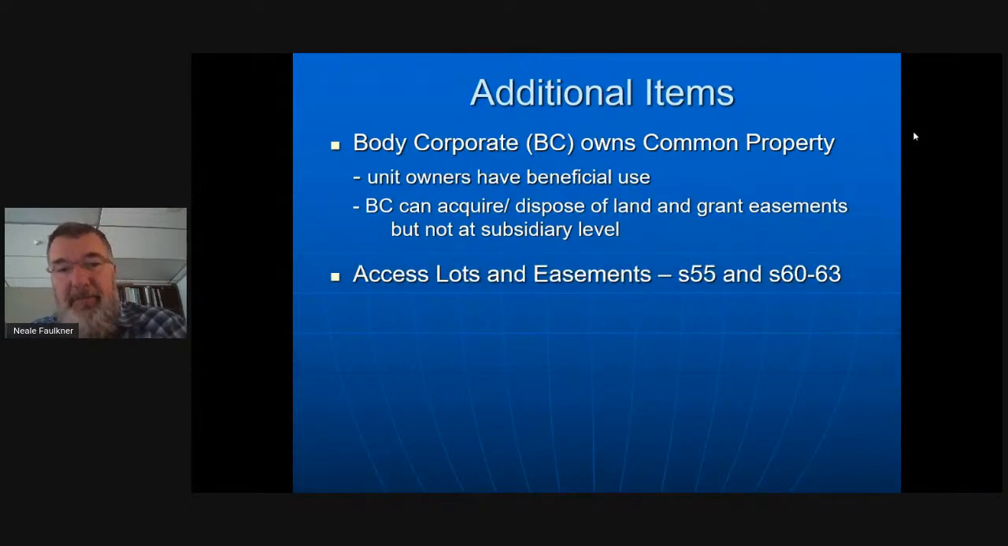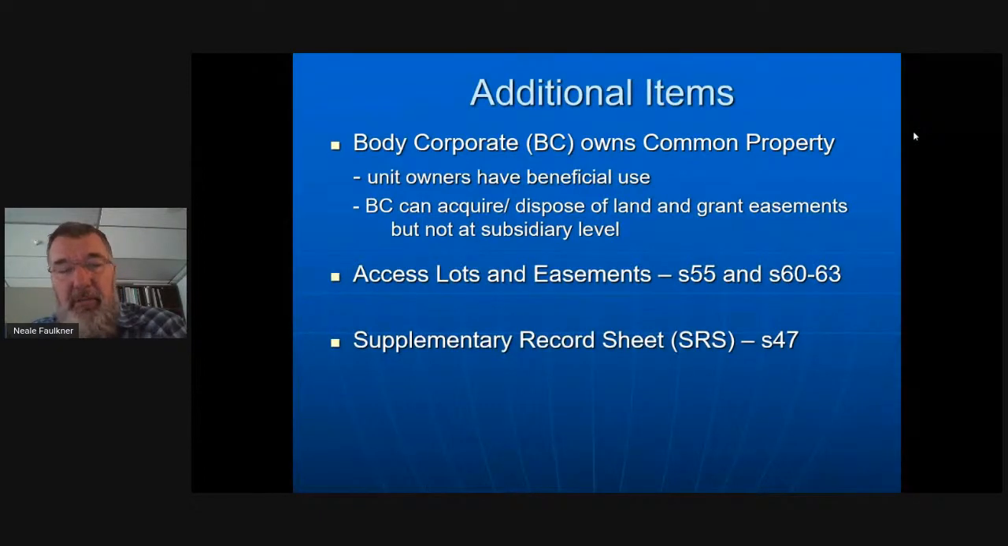Access lots and easements are covered in the Unit Titles Act. Be mindful that if you've got a lot that is accessed from an access lot, that access lot, or the share in that access lot, actually becomes part of the unit titled development, and you have to show it on your unit plan as common property. For easements, as I said before, you need to show subject and pertinent easements in a schedule on your unit plan, and you must show the subject easements graphically on your unit plans themselves and how they affect the units themselves.